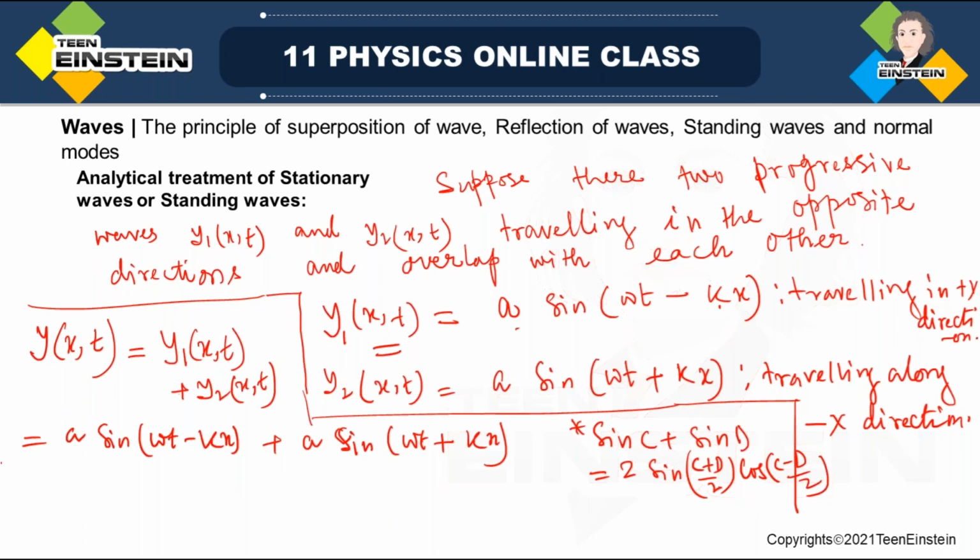So in this case also, the amplitude is the same, so I can just take it as common. If you say this is C and this is D, what we can write from here is 2A sine of the sum divided by 2. So this is omega t minus kx, this is omega t plus kx. So kx will go off, right? Kx will go off.